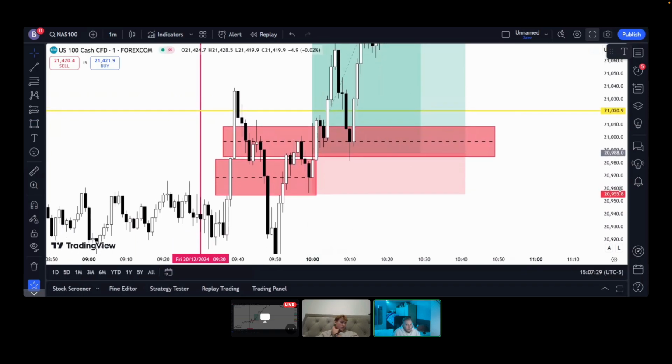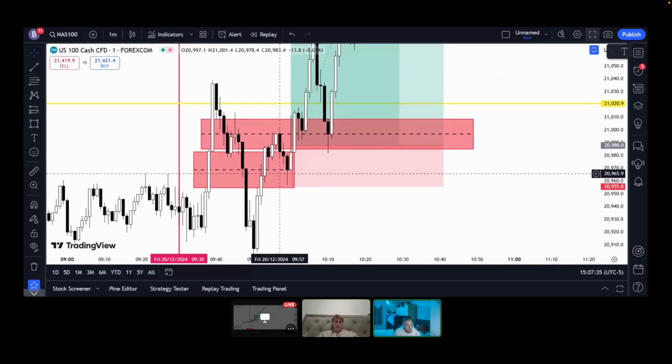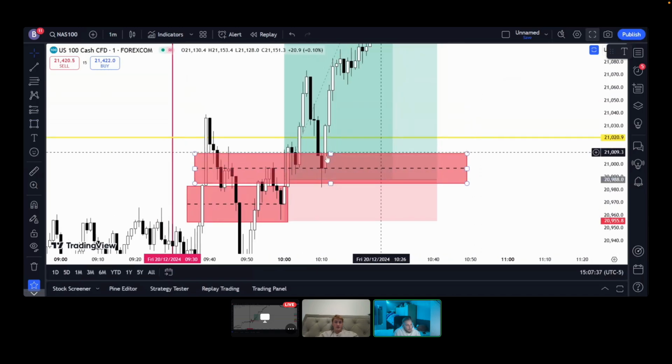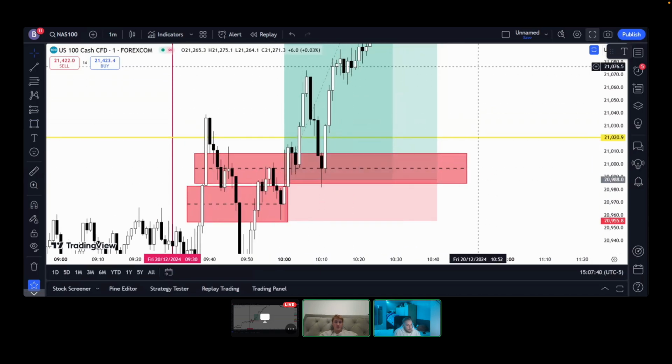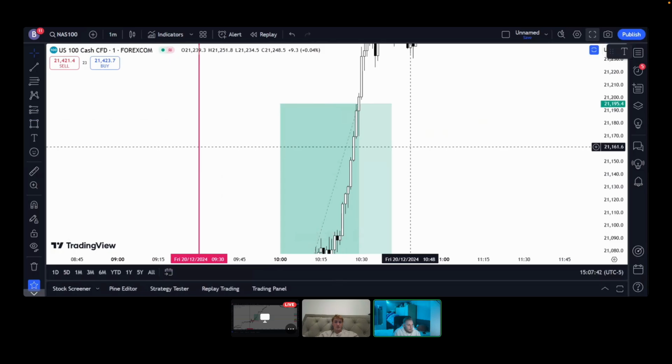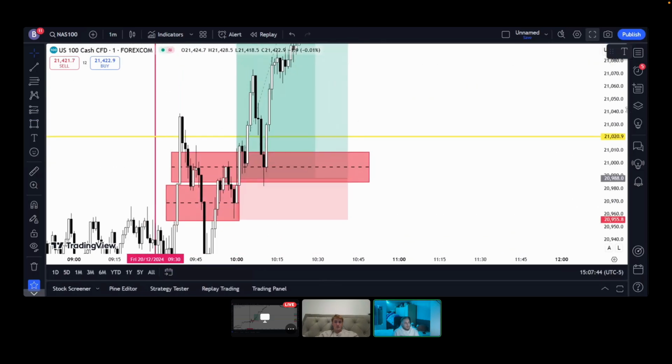Also worth noting the second presented fair value gap. I don't actually think the 50% is relevant on the second huge move, but I know the first big presented move is 50%. Yeah, that was the market review of today.